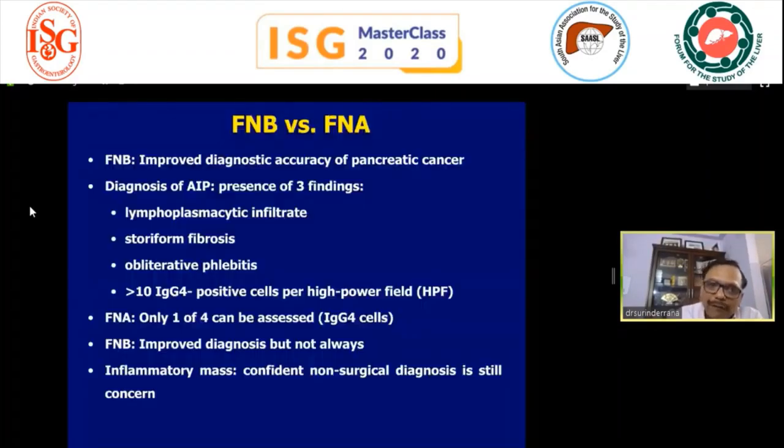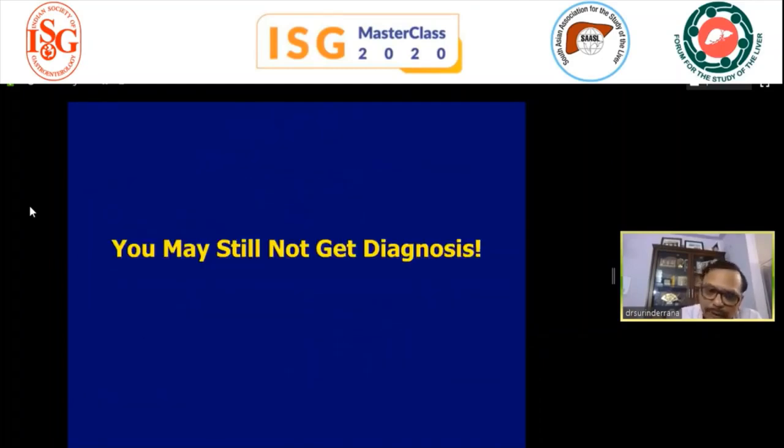Then now we have FNB. We know that FNB has improved the diagnostic accuracy of pancreatic cancer. Similarly, for diagnosis of AIP, we need 3 or 4 criteria to be present on histopathology. And unfortunately, on FNA, we can only assess 1 criterion, that is IgG4 cells. So the studies have shown that FNB has improved our diagnostic capability for diagnosing AIP, but this is not the case always. And finally, for inflammatory mass, a confident non-surgical diagnosis is still a major concern. So despite all these efforts, you may still not get a diagnosis.